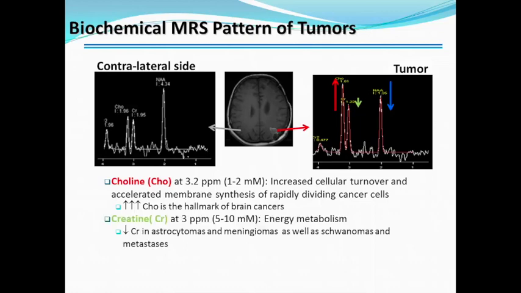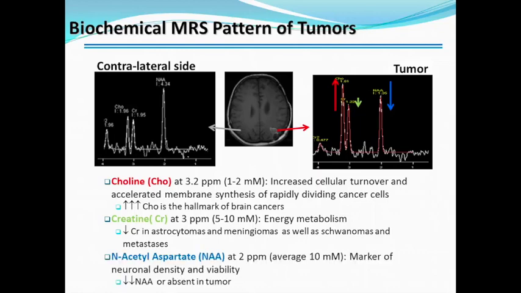Then you see typically a decrease in creatine. Most tumors are associated with a decrease in creatine, which is our energy metabolism marker. And then NAA, our marker for neuronal density and viability, is typically either decreased or completely absent, as tumor cells basically completely took over the neurons.